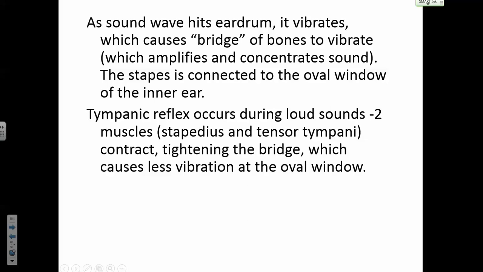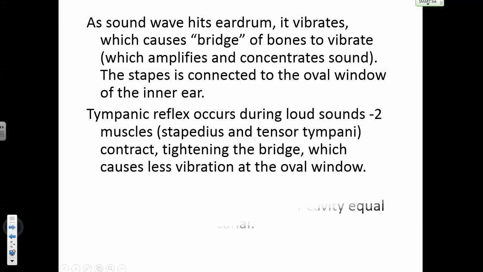So you have a reflex that kicks in when you're experiencing loud sounds that helps prevent some of the movement of the bridge of bones. It's called the tympanic reflex, and it involves the contraction of two muscles. One of the muscles is attached to one end of the bridge of bones, the other muscle is attached to the other end, and when they both contract, it pulls on the bridge and tightens it, which limits its movement. Okay. The two muscles have a name. This is anatomy. One's called the stapedius. It's attached to the stapes. That's easy. And then the other one at the other end, attached to the malleus, is the tensor tympani.